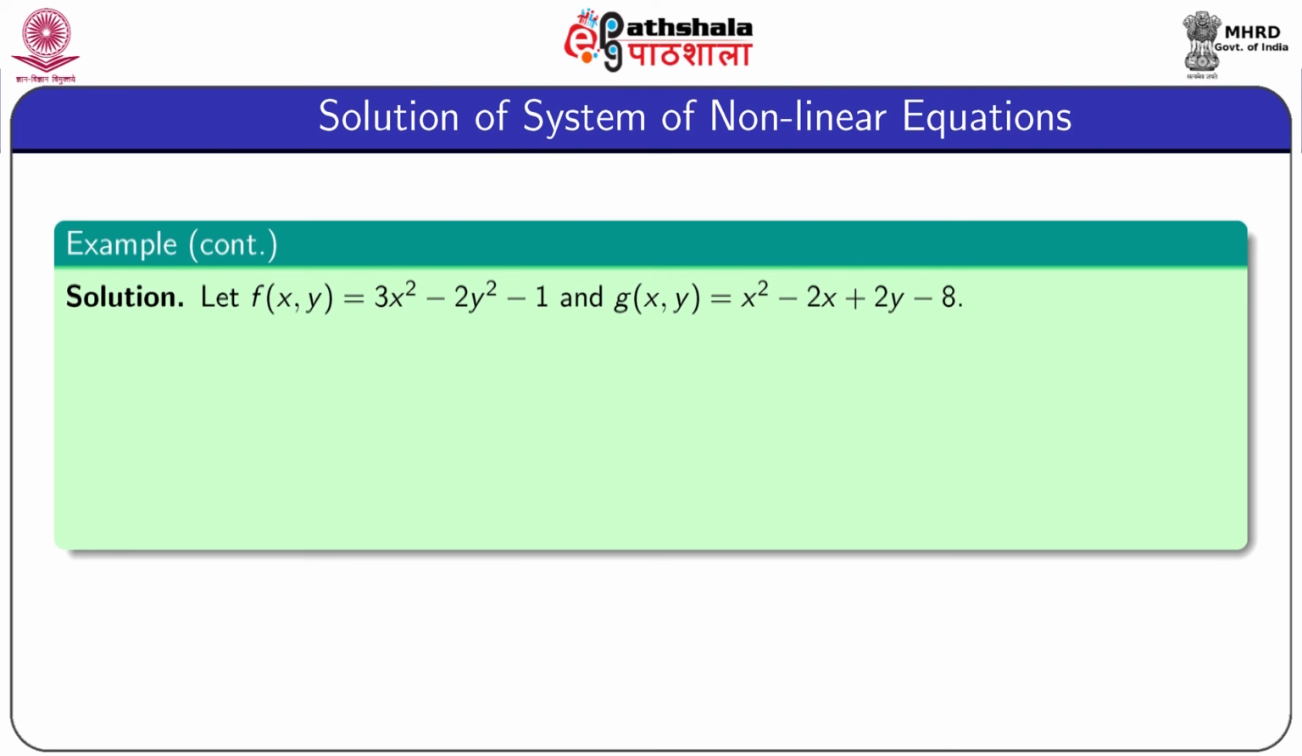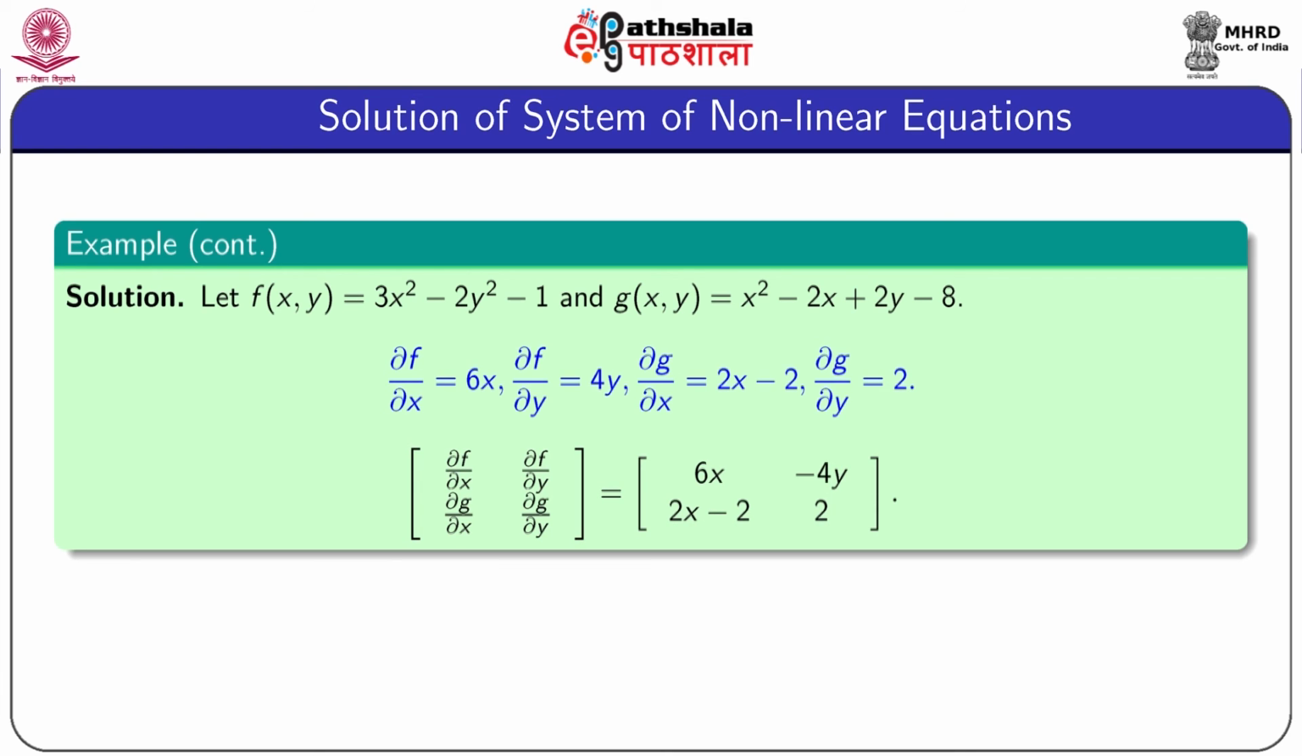Here f(x,y) = 3x² − 2y² − 1 and g(x,y) = x² − 2x + 2y − 8. Therefore, ∂f/∂x = 6x, it is obvious, ∂f/∂y = −4y, obtained from the first function, ∂g/∂x = 2x − 2 and ∂g/∂y = 2. Therefore, the coefficient matrix is a 2 by 2 matrix whose first row is 6x, −4y and second row is 2x − 2 and 2.